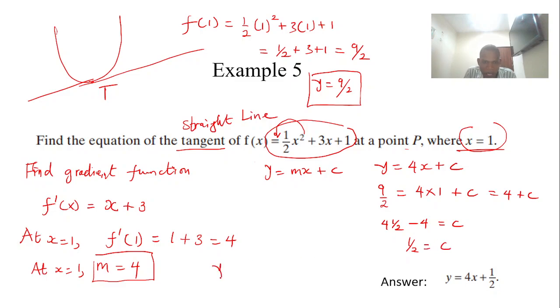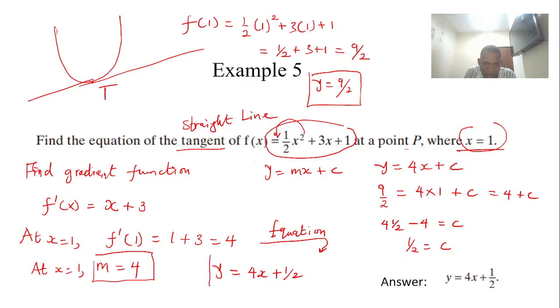Now the equation, because we have to find the equation, right? Now the equation of that tangent line is this. It is y equal to 4x plus your c. Our c was half.